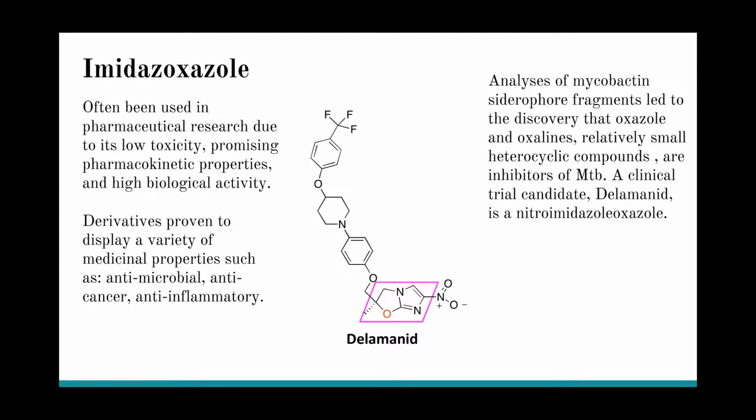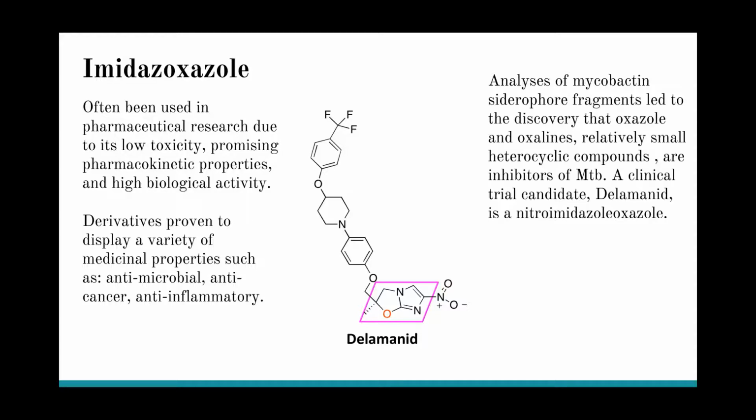Here we highlighted the Imidazoxazole scaffold, and there has been extensive medicinal research on these types of compounds due to their low toxicity, promising pharmacokinetic properties, and high biological activity. Derivatives usually have properties such as antimicrobial, anti-cancer, or anti-inflammatory. In terms of its relationship to MTB, it has been proven to be an inhibitor, and ring structures overall that have oxygen, like oxazoles or oxalines, are MTB inhibitors.